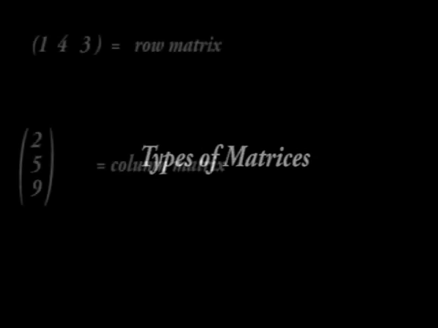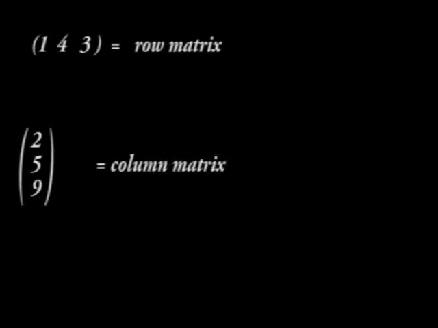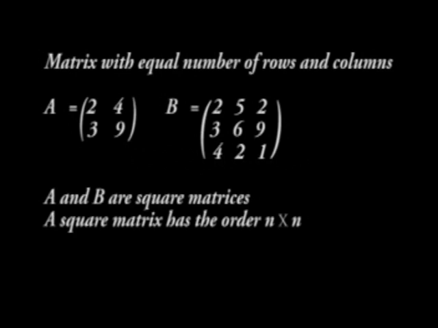Types of matrices. A matrix is either a row or a column matrix, as shown below. A square matrix. Matrices with an equal number of rows and columns are called square matrices as shown below. In general, a square matrix has the order n times n, where n is any number.